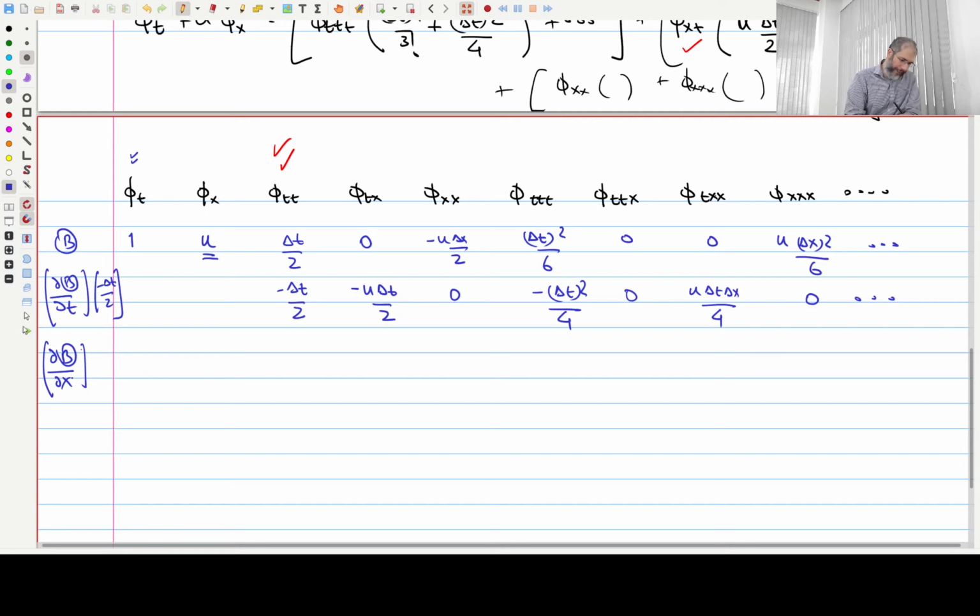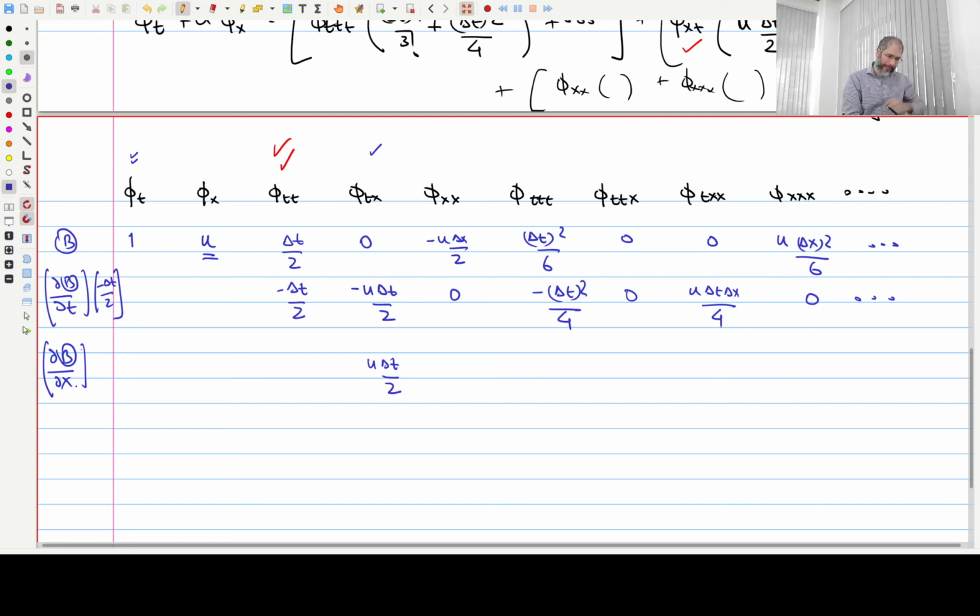So del b by del x, and then since we want to get rid of this term which has a coefficient till now, we take the total sum. So total sum till now is minus u delta t by 2. So I want a plus u delta t by 2 here. That's the only way I can cancel it. So how do I get that?